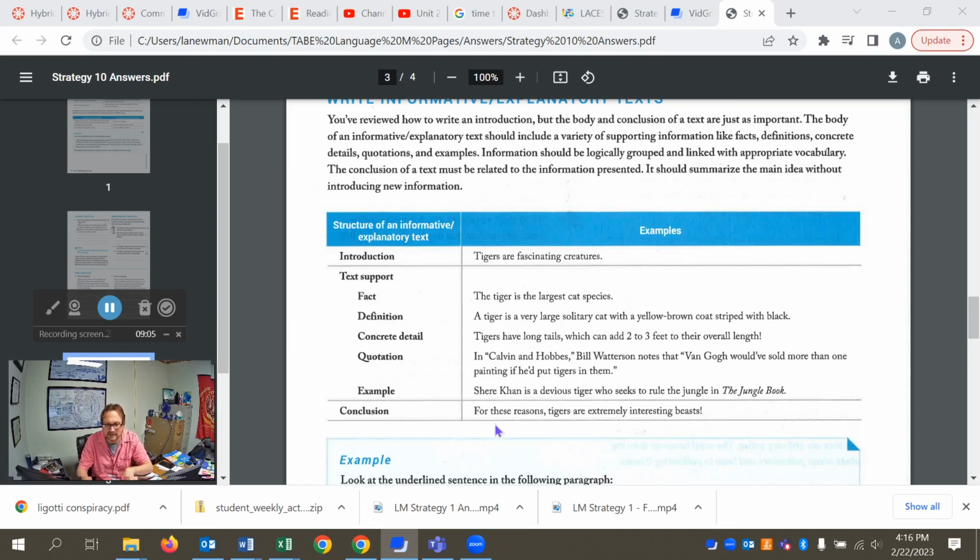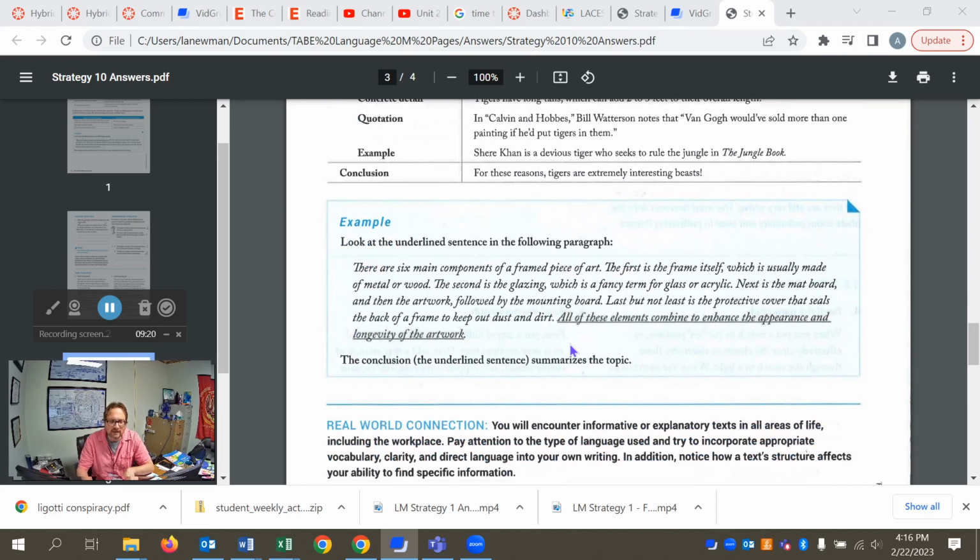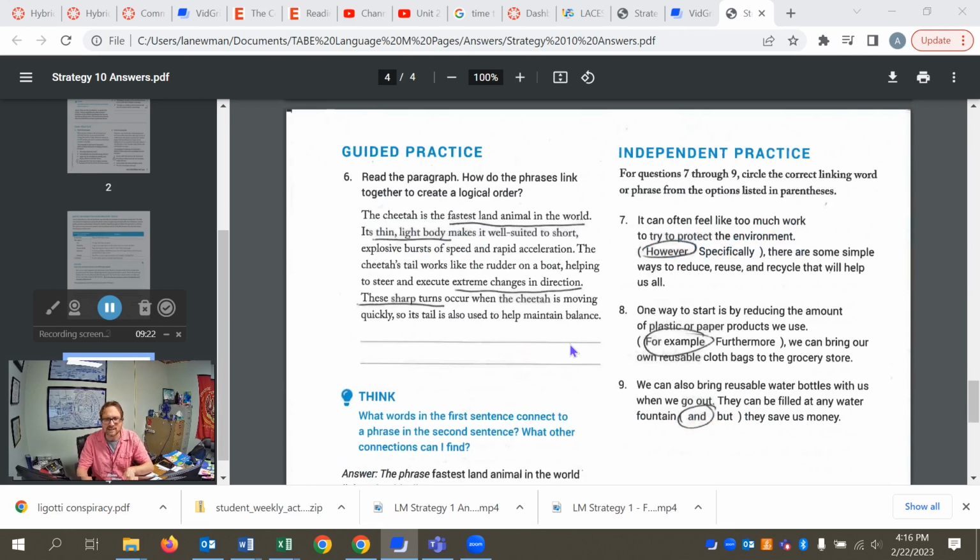And then in the conclusion, we connect back to the reasons, and then we restate the topic sentence. In this case, tigers are extremely interesting beasts, pretty similar to tigers are fascinating creatures. Okay, I'm going to skip over the example, and we'll just go to the practice itself.